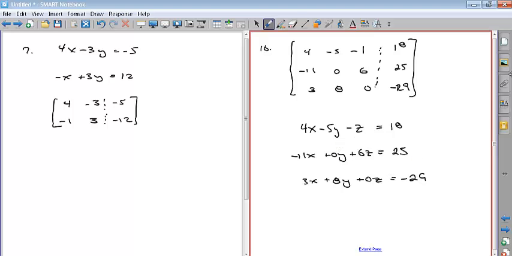Ultimately you don't need the 0 parts, you can just leave those out. And ultimately what we want to do is figure out what the values of x, y, and z are such that all 3 of these equations are satisfied.